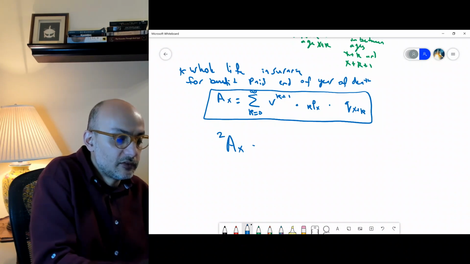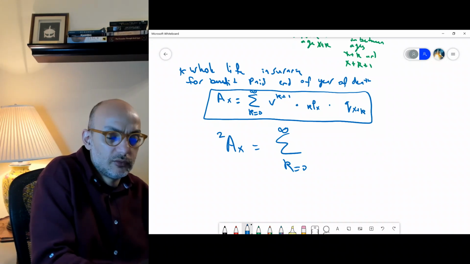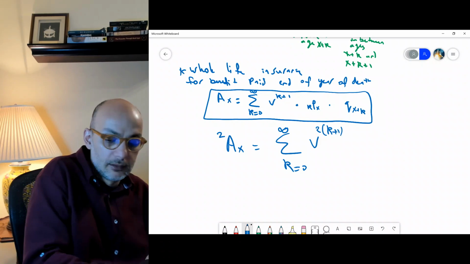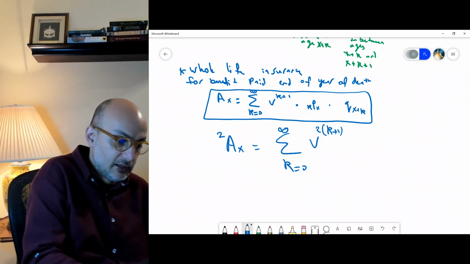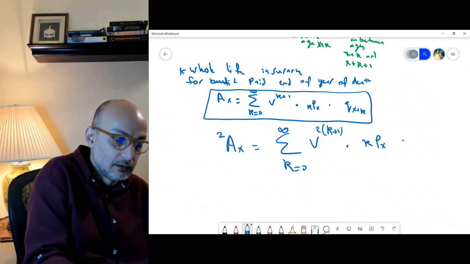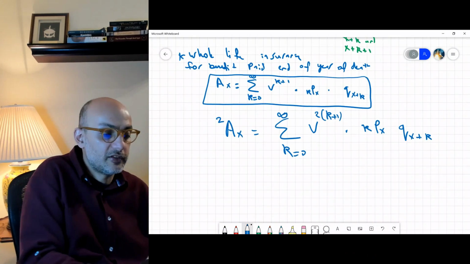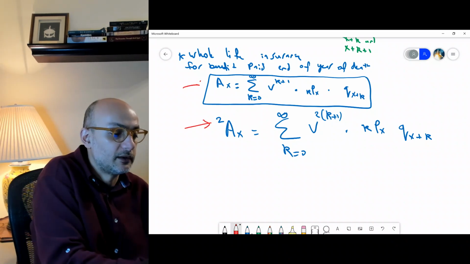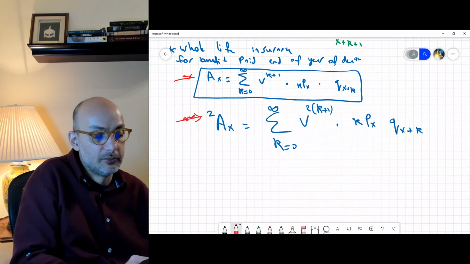Second moment, simple. Same thing, k equals 0 to infinity. Now, for the second moment, the benefit will be raised to 2. So v, now you raise everything to 2, multiplied by k plus 1. That's where you get the second moment, multiplied by the probability, which does not change: kpx qx plus k. This is for the second moment, and this is the first moment, the expected value, and this is the second moment.